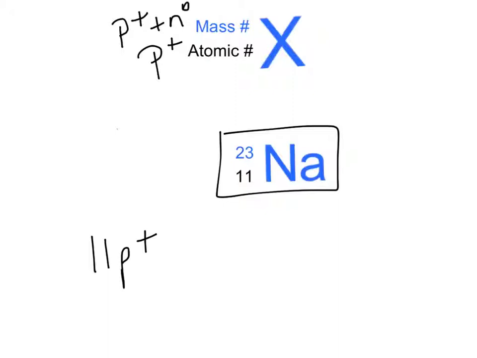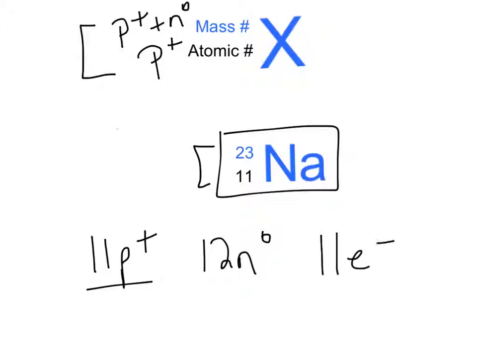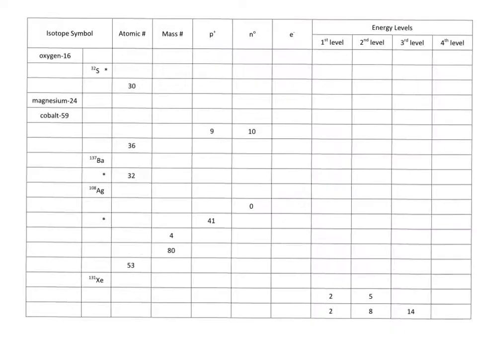To find the number of neutrons, if you notice when you subtract these two numbers, the difference is neutrons. So if we subtract 11 from 23, we would get 12 neutrons. And because we want the pluses to match the minuses, if I have 11 positive protons in an atom that should be neutral, I need to have 11 negative electrons.